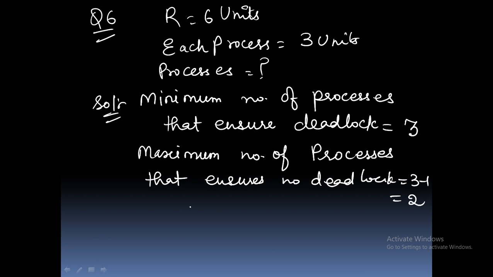Because total resource units are 6, 6 will be divided. Each requires 3, and 3 minus 1 is 2. That means each has 2, 2, 2. That means total processes will be P1, P2, P3. That's the minimum number of processes that ensure deadlock, that is 3. And the maximum number of processes that ensure no deadlock is 3 minus 1, that is equal to 2.